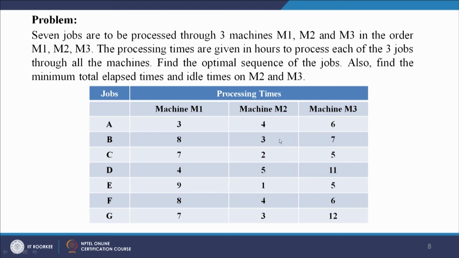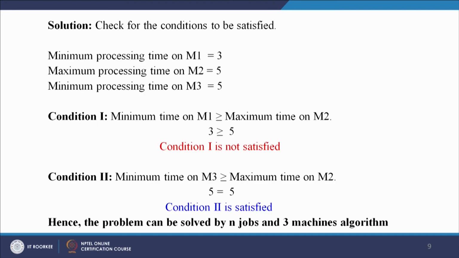So we can see that 5 is equal to 5, that is the maximum value for machine 2. So it means that the second condition is satisfied, and this problem can be solved using Johnson's algorithm. So this is what I have already explained. Check for the conditions to be satisfied first of all.